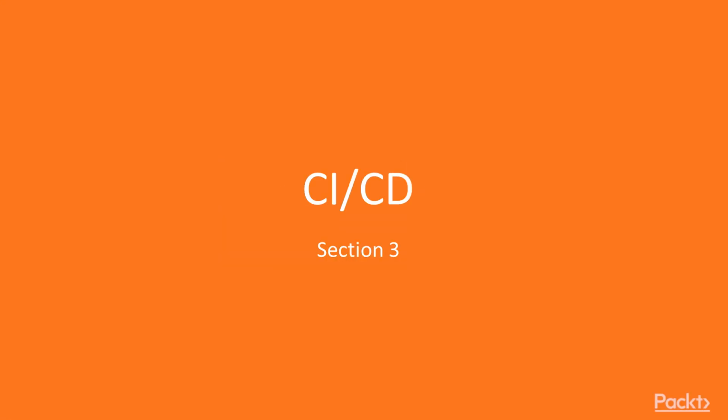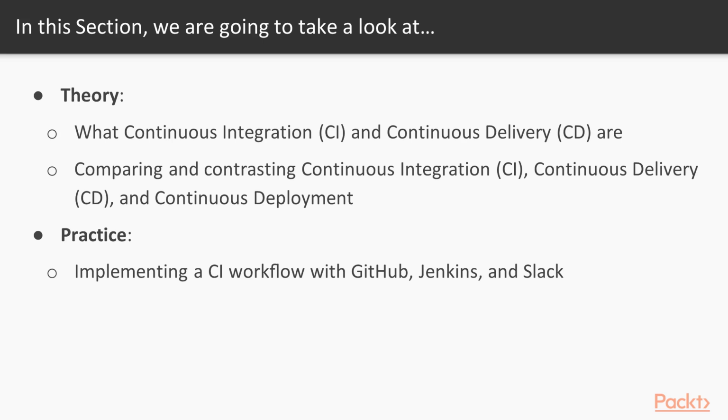Welcome to the third section of Hands-on Continuous Integration and Automation with Jenkins. In this section, we're going to look at key DevOps concepts like continuous integration, CI, continuous delivery, CD, and continuous deployment, and explore differences and similarities between them. The practical part of this section is to build a continuous integration workflow using GitHub, Jenkins, and Slack.